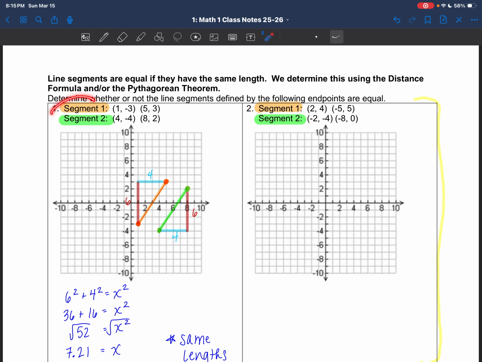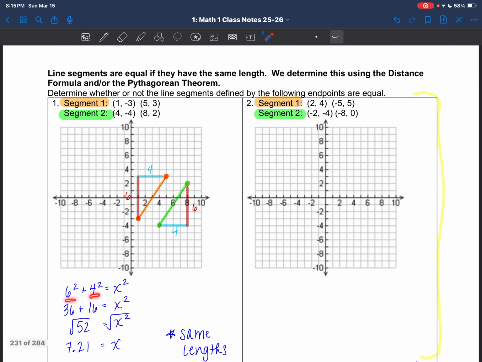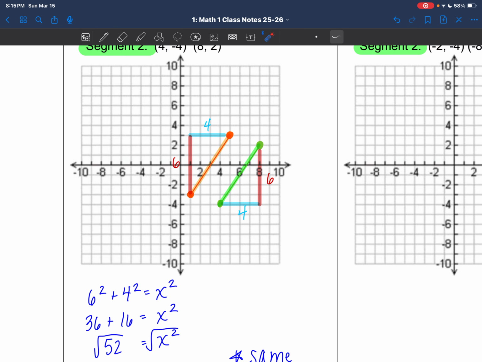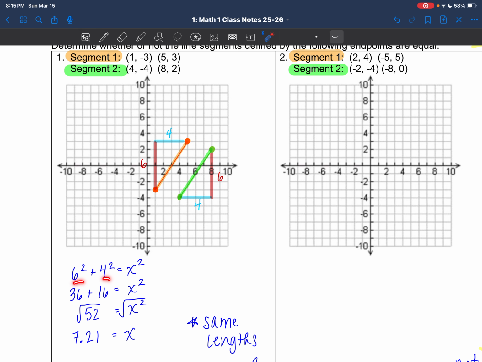All right, so let's find our segment 1, which is right here. I plotted those points. So I'm going to find the length of this side, which is 6. I'm going to find the length of this side, which is 4, and plug it into the Pythagorean theorem. When I plug it in, remember this is your hypotenuse. That's the length you're looking for.